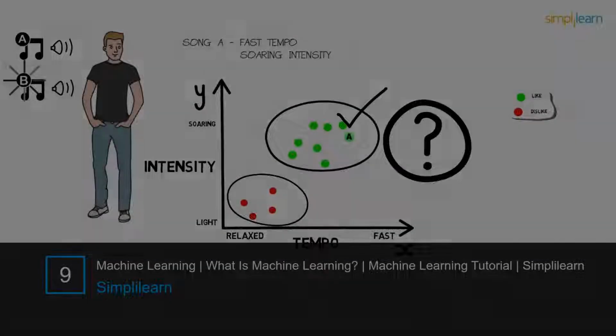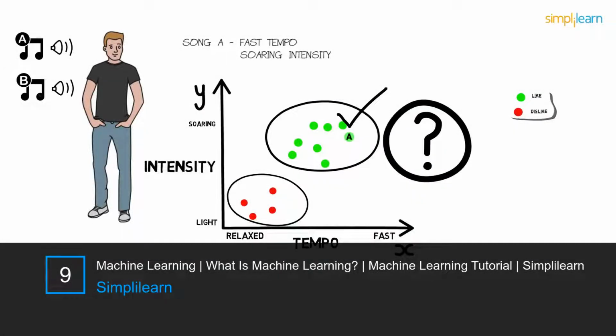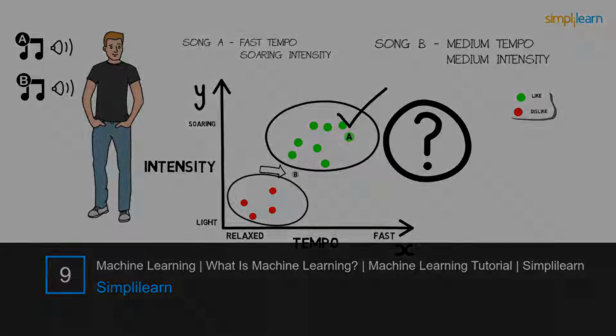Let's label it as song B. So song B lies somewhere here with medium tempo and medium intensity, neither relaxed nor fast, neither light nor soaring.